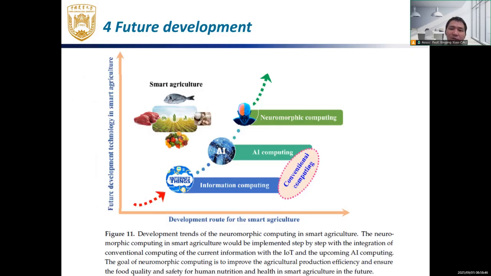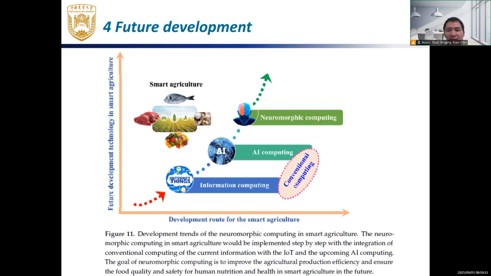And in the future, neuromorphic computing would be just like the human brain, so it will go deeper in computing. So about the future development trends of neuromorphic computing in smart agriculture, neuromorphic computing would be implemented step by step with integration of conventional computing of the current information with the Internet of Things, and also the upcoming AI computing methods. So the goal of neuromorphic computing is to improve agricultural production efficiency and ensure food quality and safety for human nutrition and health, and in the future it would be a more and more promising method.